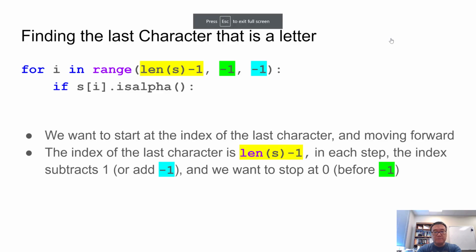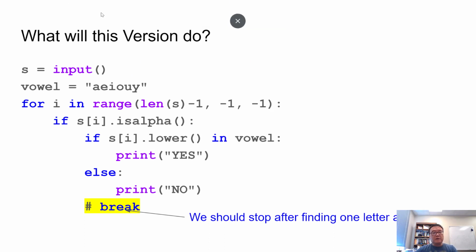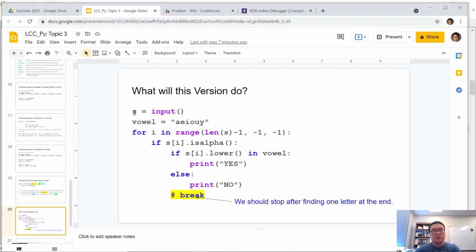So that's that piece. Now, this is the same version of code shown earlier, except that I commented out the break part. I want you to think about what happens if I get rid of this break part. We've explained everything: we're going backwards, and if we find a letter, we check whether it's lowercase or uppercase. Let's see what this code does.